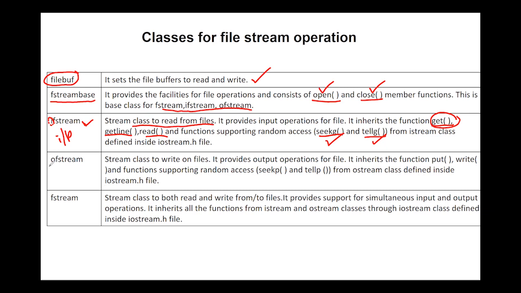Next, about ofstream. Again, see the prefix here, it is output. So well in advance we know that it is related to output operations. The ofstream class writes on files; it provides output operations for files. It inherits the functions put, write, and the functions supporting random access, seekp and tellp. So again, these are the functions related to output operations. That is why ofstream classes support them.